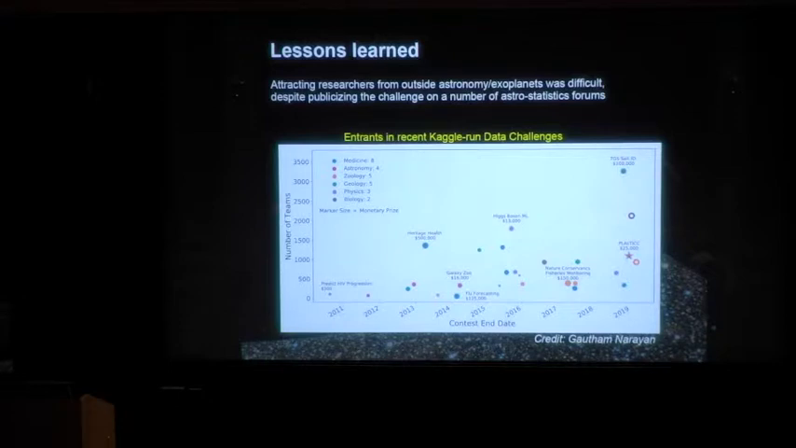This was sent to me by Gautam Narayan to illustrate the general number of teams participating as it corresponds to the prize money offered. What they found is that after a certain point, it actually doesn't really correlate, but having at least some prize money is kind of expected if you want to reach out. So that was one known issue.